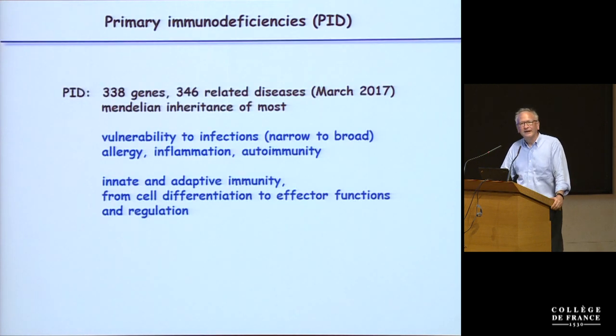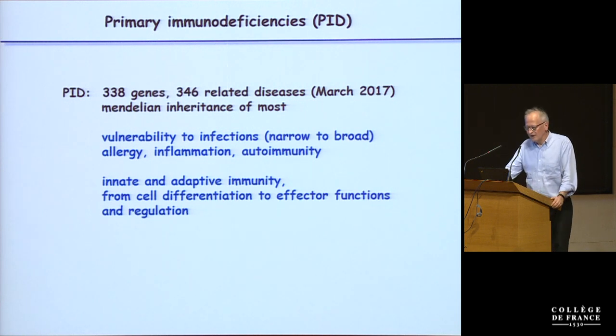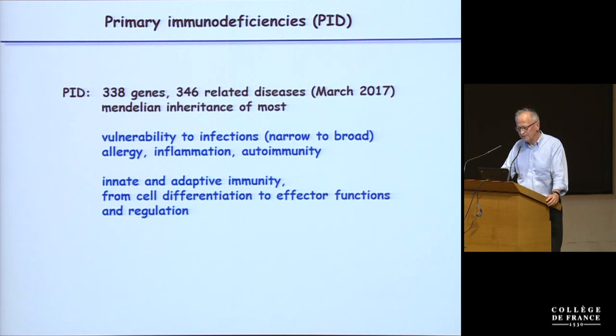So today, as it was 2 months ago or 1 month ago, doesn't matter, we know 338 genes that have been found to be mutated in a context of disease. So these are not variants, these are not polymorphisms, and diseases that are for most inherited with Mendelian inheritance. So the burden of the mutation is quite heavy. So 338 genes causing 346 related diseases.